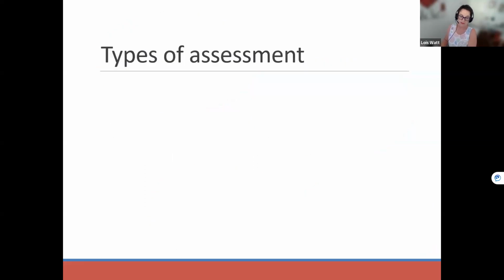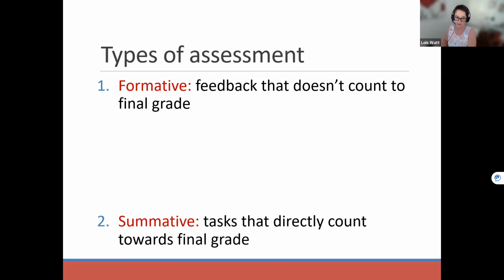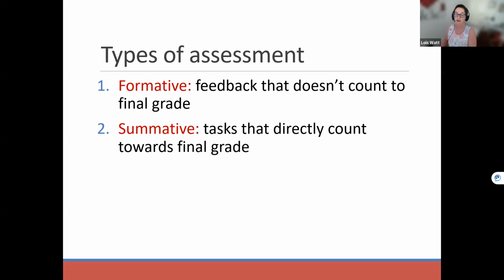So there's two types of assessment. One is formative, and it's feedback that doesn't count to the final grade. Summative is the opposite, and you think of the word form and you think of the word sum. Summative is a task that directly counts towards the final grade.